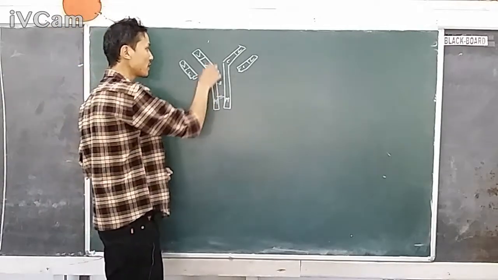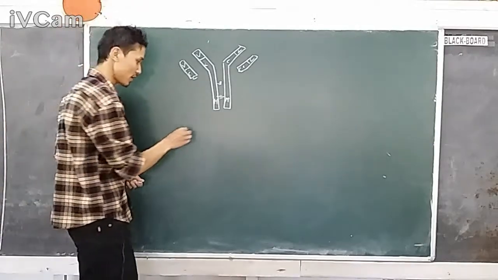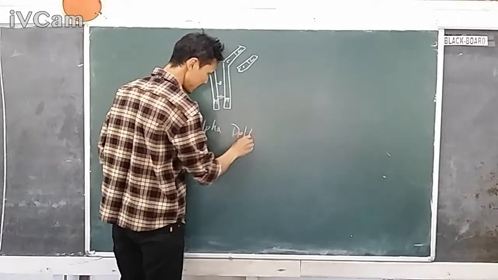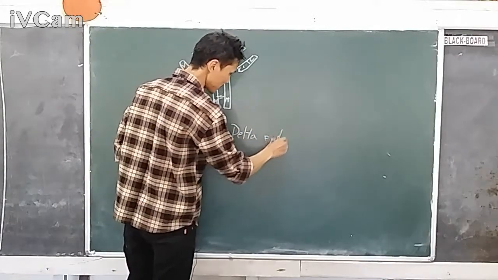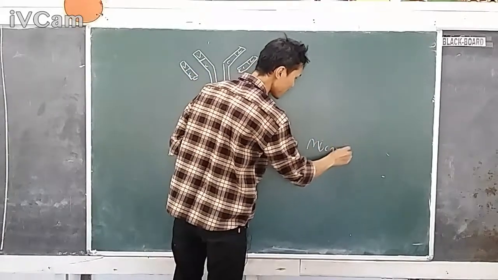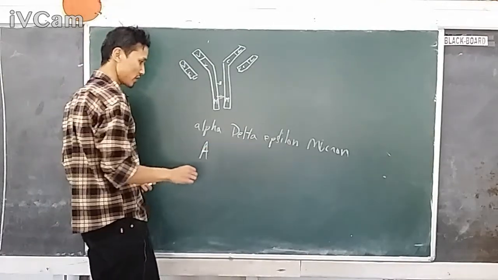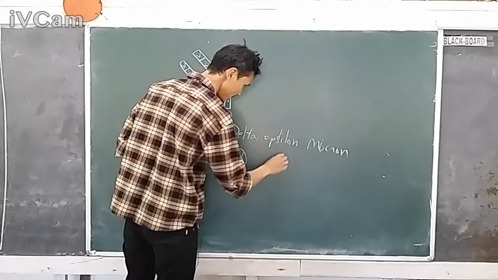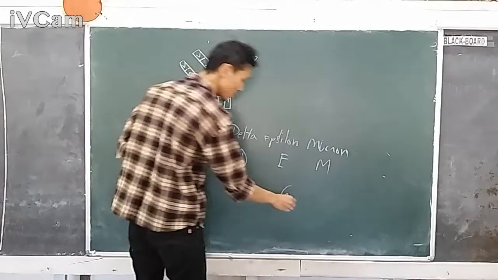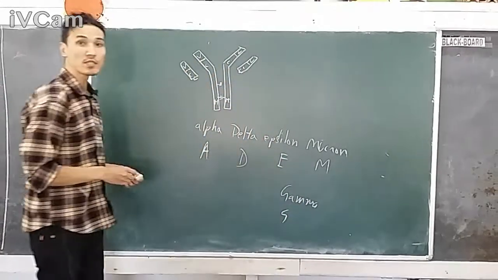In addition to this, the heavy chains consist of 5 different types. They are known as alpha, delta, epsilon, mu, etc. So depending on these, the immunoglobulins or antibodies are known as IgA, IgD, IgE, IgM and IgG. G stands for gamma. So your antibodies are also known as immunoglobulins.